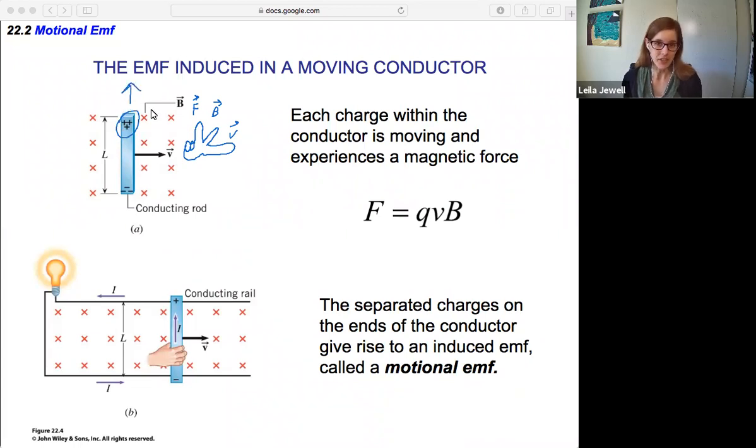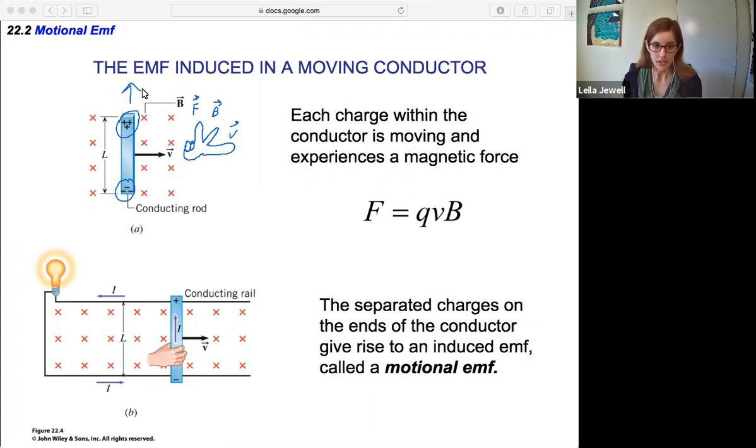And any negative charges are going to do the exact opposite. They're going to feel a force that is pushing them in the negative direction. So we get this separation of charge where the positive charges are gathering at the top and the negative charges are gathering at the bottom. This is just because we have a conducting rod that's moving through a uniform magnetic field.